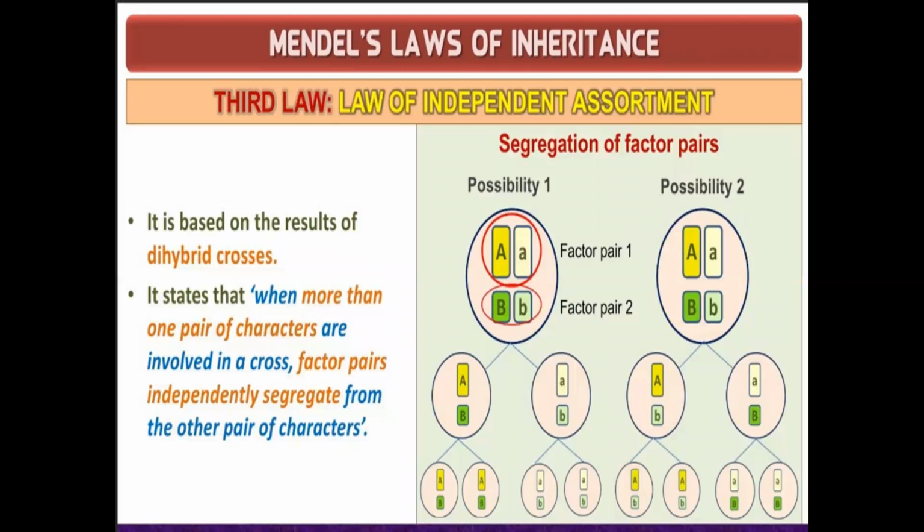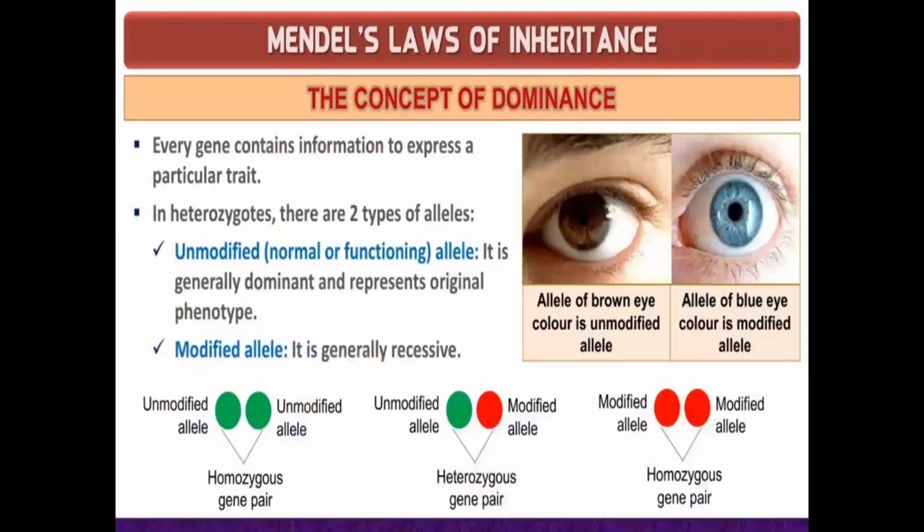Okay, we'll stop here then. This law of independent assortment will do afterwards. This law of independent assortment, Mendel got after doing dihybrid cross. Now, if you have time, you can find out how many were there.